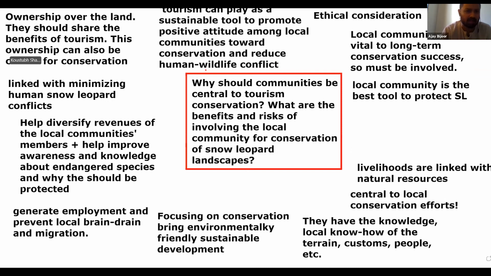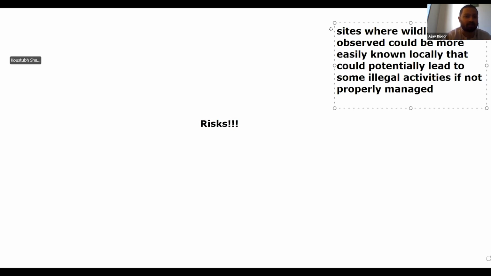So Anne Camille says that sites where wildlife can be observed could be more easily known locally. That could potentially lead to some illegal activities. So that's an important point. In terms of tourism, there's also this point that we often make, that why are some sites preferred by people over others? So hopefully that will come out through our discussion.